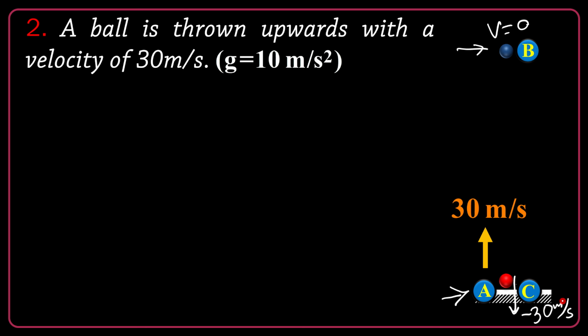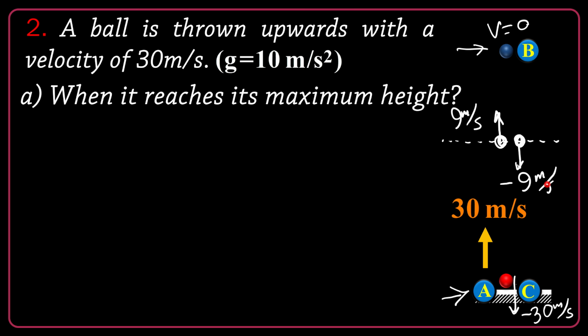You know that the velocity behaves as a symmetrical quantity. I mean, when the object, for instance, passes through a certain height at 9 meters per second, it goes back to the same height with the same speed but negative velocity, negative 9 meters per second. You know that.